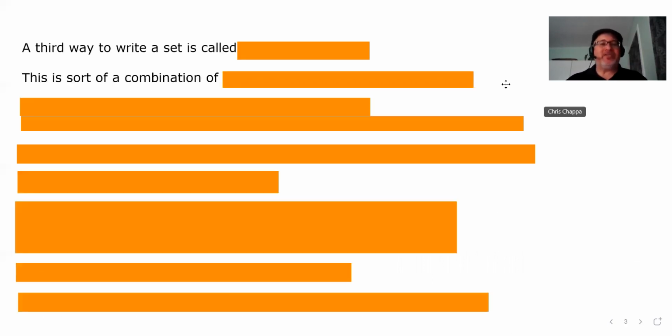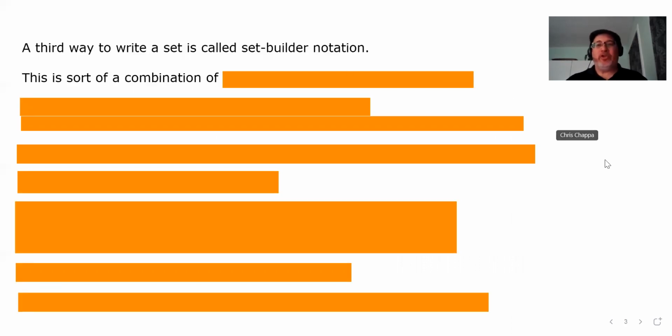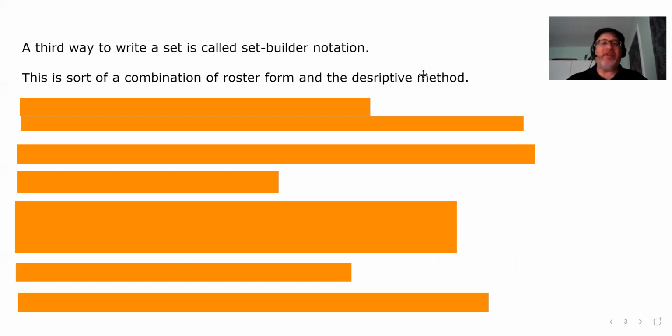A third way to write a set is called set builder notation. And I'll tell you right now, this one is a little bit different, but it's not difficult. This is sort of a combination of roster form and the descriptive method.